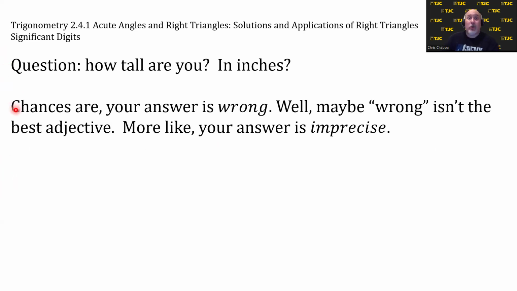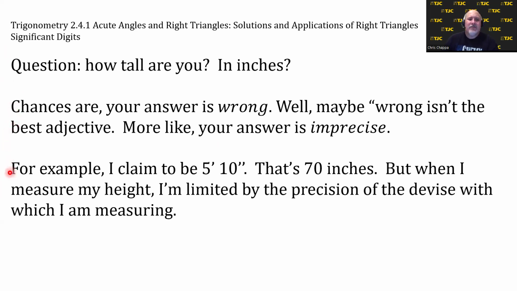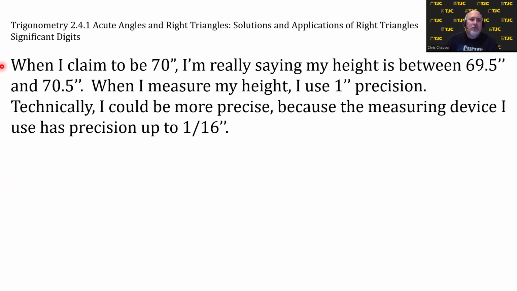Chances are your answer is wrong. Well, maybe wrong isn't the best adjective. More like your answer is imprecise. For example, I claim to be 5 foot 10 inches. That's 70 inches. But when I measure my height, I'm limited by the precision of the device with which I'm measuring. When I claim to be 70 inches, I'm really saying my height is between 69.5 inches and 70.5 inches.